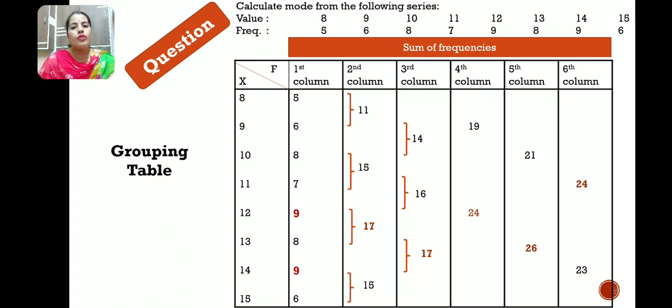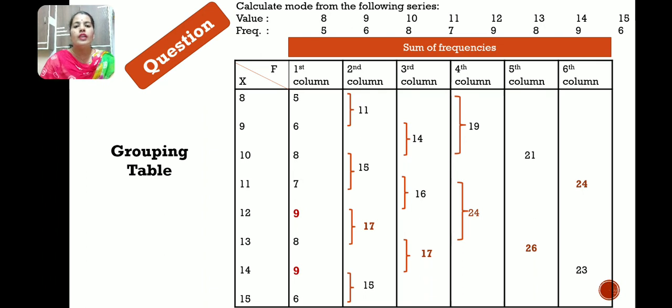Then in the fourth column of frequency, you have to add three frequencies. So like 8, 9 and 10. Okay, and the frequencies are 5, 6 and 8. So 5 plus 6 plus 8 is 19. Okay, and then another set of frequencies is 7, 9 and 8. So the total is 24. So the highest one in this column is 24. I have highlighted it with red color.